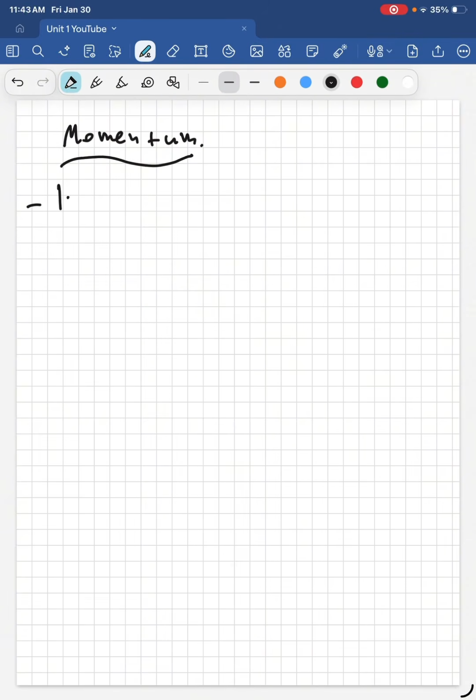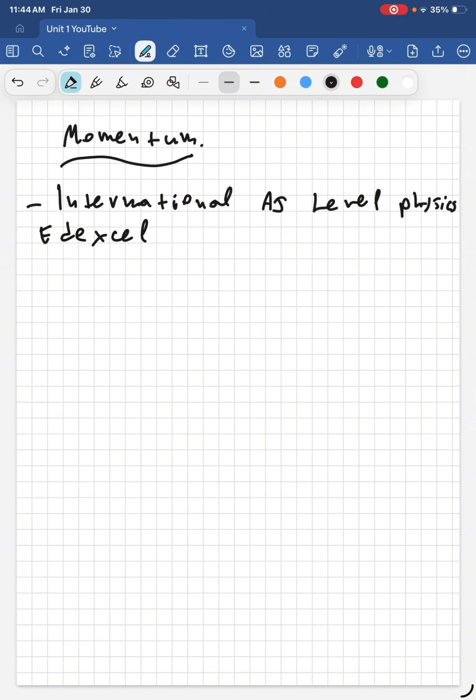So this is for the international AS level physics, okay, from the Edexcel spec, and it's topic 1C in the international curriculum, and this is for unit 1, but I think it's exactly the same momentum concept talked about in paper 1 of the Edexcel UK curriculum. But let me know what you think in the comments.